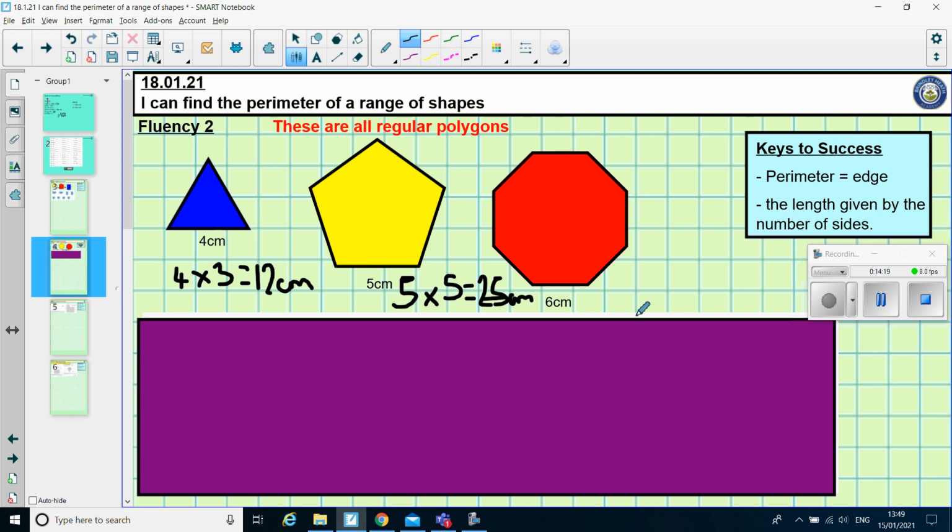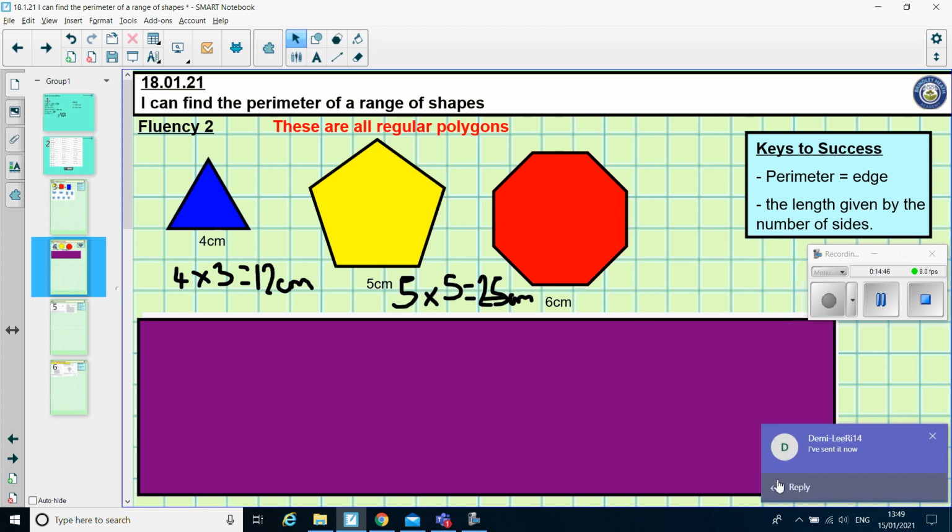Okay, next then, my red shape. I want you to pause the video and have a go at finding the perimeter of that shape by yourself. Okay, my red shape is an octagon. It's an 8-sided shape. They have said one of the sides measures 6 centimetres, so we're going to do 6 times 8, and 6 times 8 gives us the answer 48 centimetres.